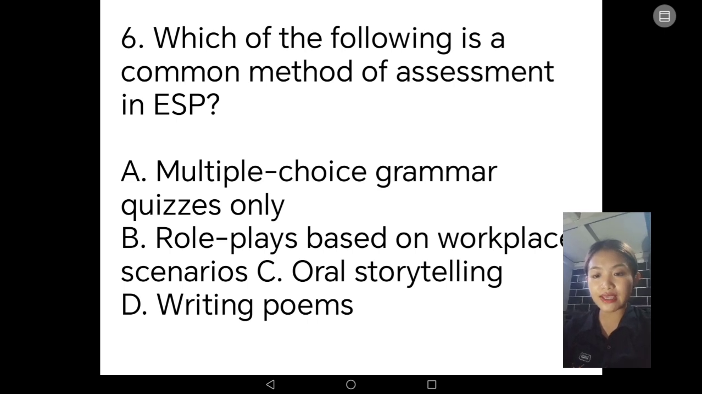Number 6. Which of the following is a common method of assessment in ESP? A. Multiple choice grammar quizzes only. B. Role plays based on workplace scenarios. C. Oral storytelling. D. Writing poems.